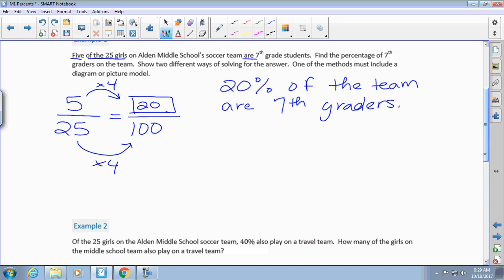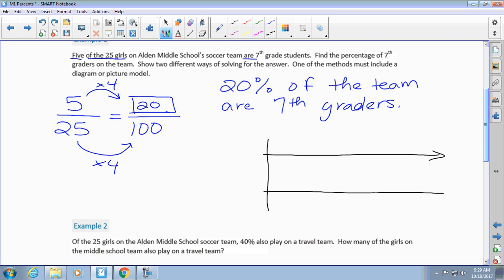Okay, now it says to show two different ways, so I'm going to quickly walk you through a double number line. So here's number line 1, here's number line 2. I am going to do part to whole or total, okay? So we know our original ratio is 5 out of, or 5 for every 25 girls, right? So 5, and this would be 25. Now I'm going to want to scale this up to figure out the percent. I want the whole amount to be what number? 100. Yeah, I want it out of 100.